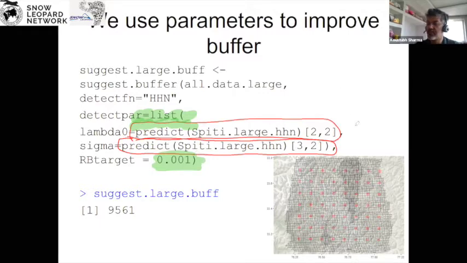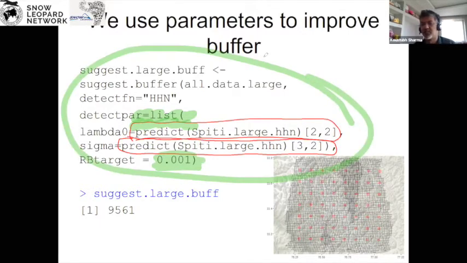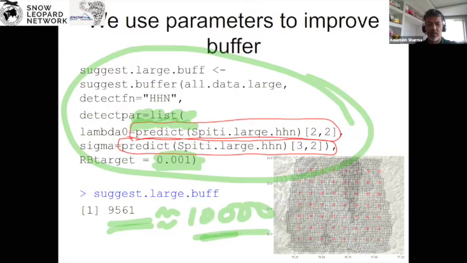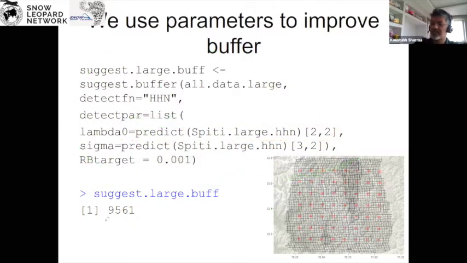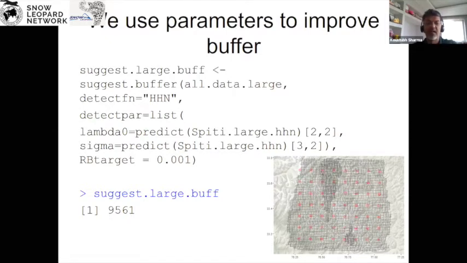So when we use the initial lambda 0 and sigma data here, it comes up with a suggested buffer of 9,561 meters. I can keep it 9,561, or I can just round it off to 10,000 and run the model again. So this time I have used this estimate here, and I have created a new mask where instead of the 15-kilometer buffer as we did last time, this time we take a buffer of 10 kilometers, and I run the analysis.